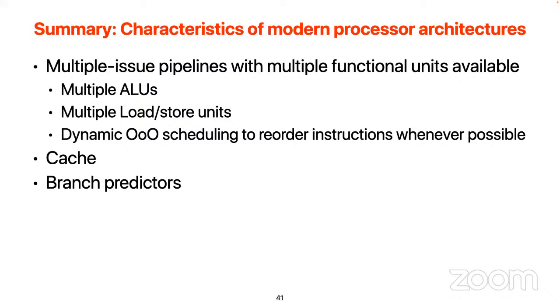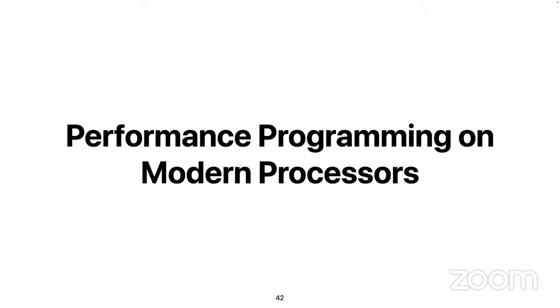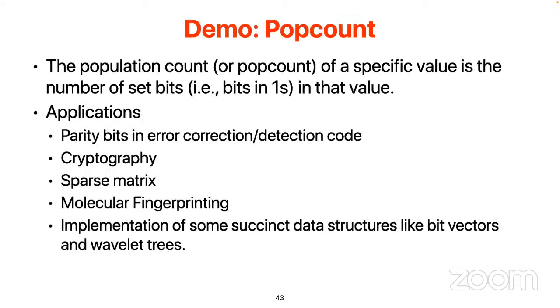So here's the bit. Knowing this, how can we perform performance programming on modern processors? That's our topic today. And let me start with this example.